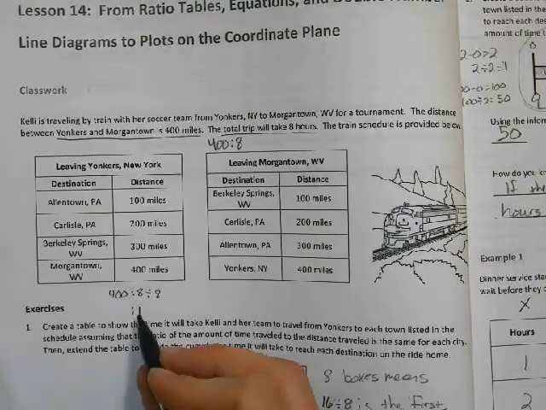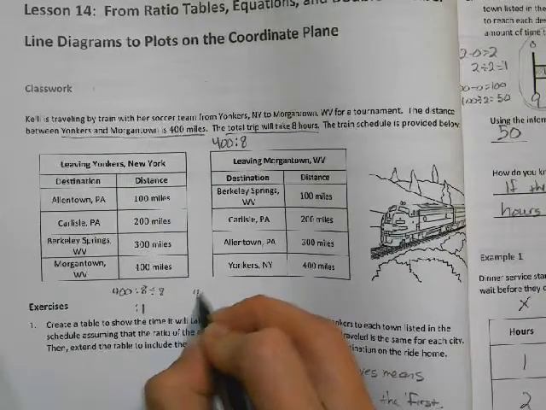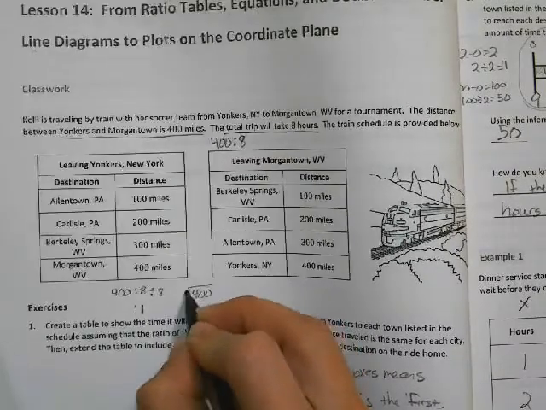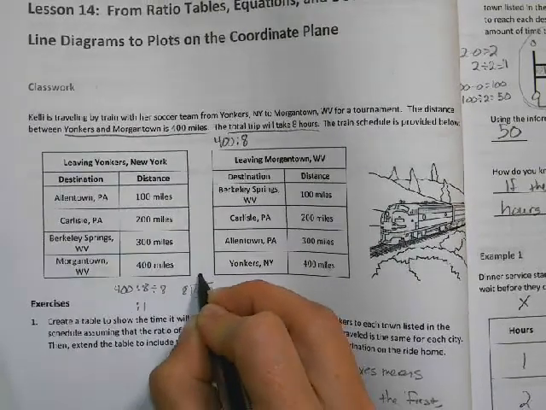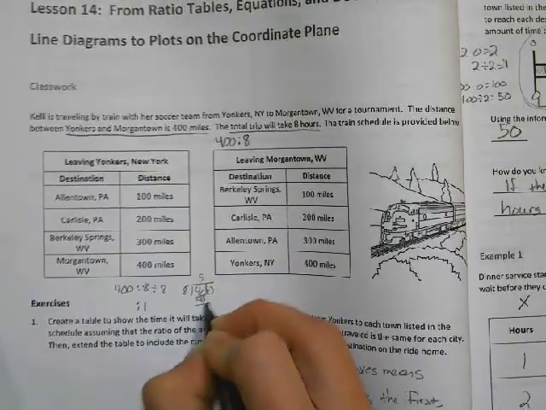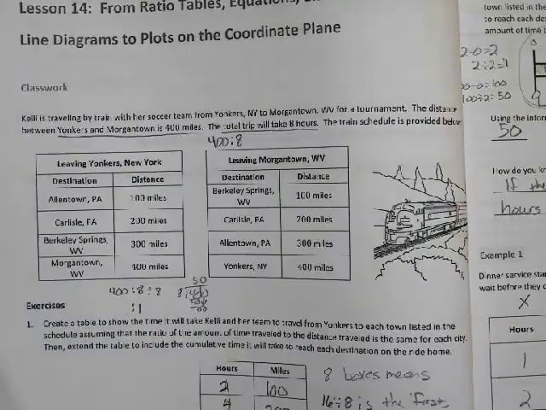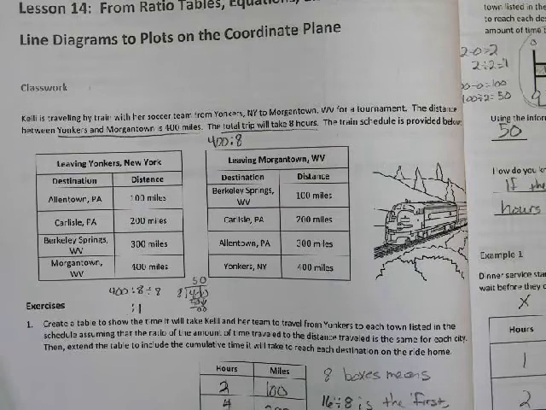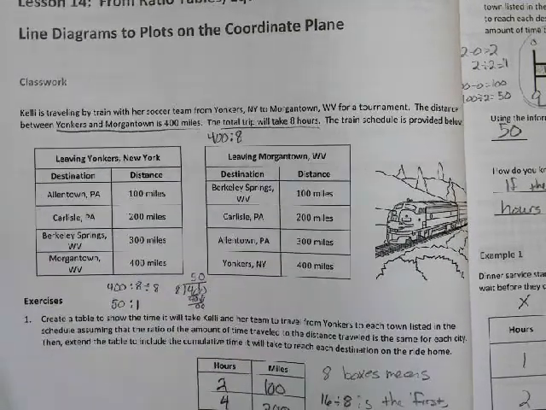And that would be 1 hour. They could tell me how far they would go. So now I'm going to check and see. Can 400 be divided by 8? Well, 40 divided by 8 is 5. I get a 0, bring down my 0. 0 divided by 8 is 0, which gives me 50 miles in 1 hour.